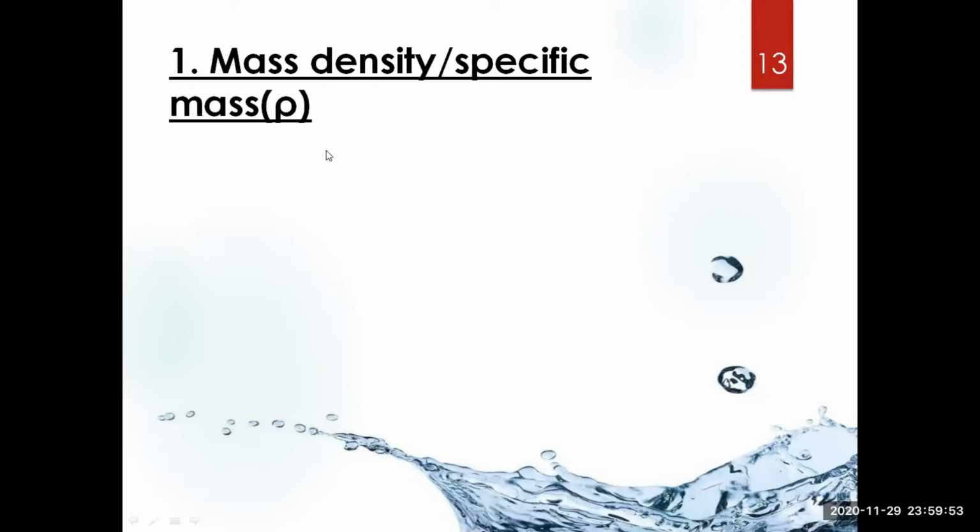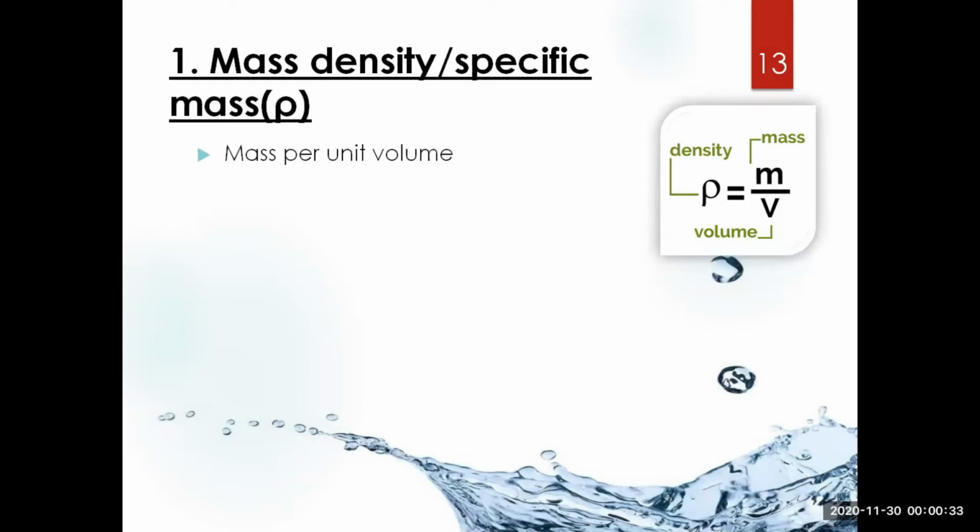The first property is mass density, which is also called specific mass, denoted by the symbol rho. What is the definition of mass density or specific mass? It is the ratio of mass per unit volume. Mass density or specific mass is defined as the mass per unit volume. Rho is the symbol for density. Simply we can say mass by volume is the mass density or specific mass.